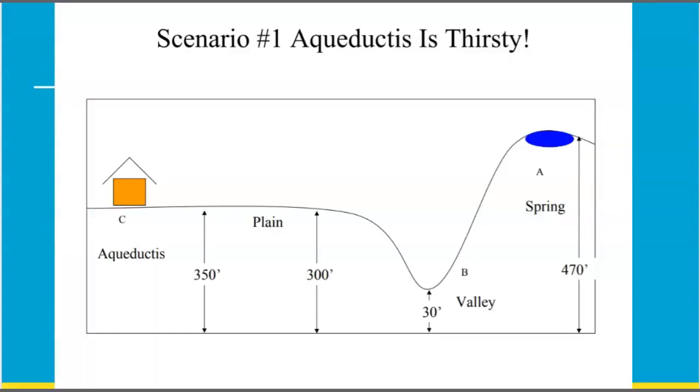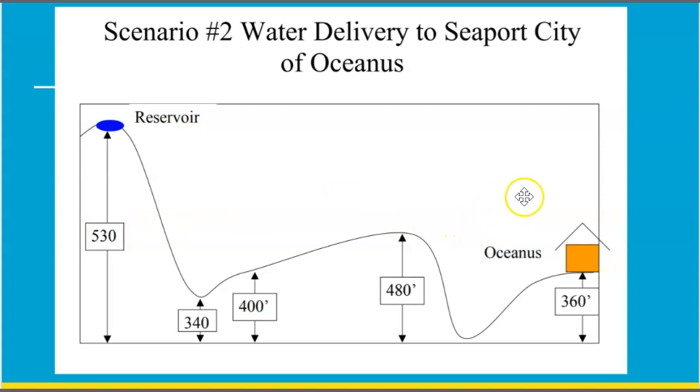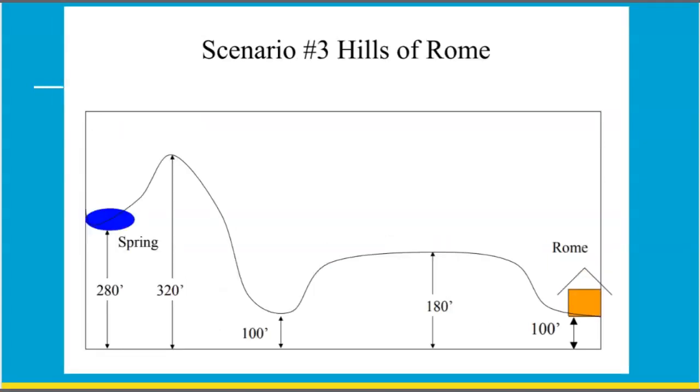So here are the examples. Here is scenario 1. So here is your spring. There's a deep valley, and there's a plain where you have a slight actual uphill elevation before you get to the town of Aqueductus. And so that would be one option. Another option, scenario 2, is where you have a very high reservoir, and then you have very varied terrain, all coming down into the town of Oceanus. So you can determine if that would be the scenario you would prefer.